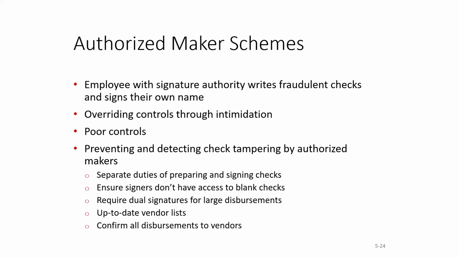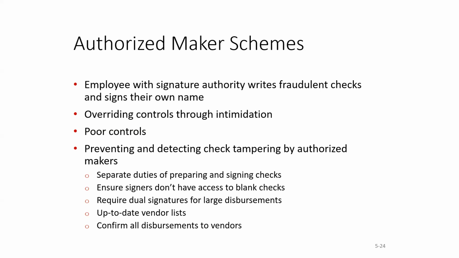Authorized maker schemes. So these ones are going to be our most difficult to detect, because an authorized maker is someone who has that signing authority, but they are just writing personal checks or writing fraudulent checks for their own benefit. They're signing their own name. So they're just having these fraudulent checks. These oftentimes will happen when we have overriding controls.